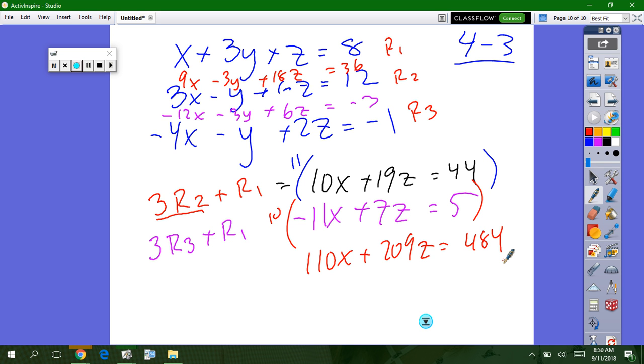What's 11 times 40? 440, because it's just 4 times 11. What's 11 times 4? 44. So 440 plus 44. Yeah. The distributive process.